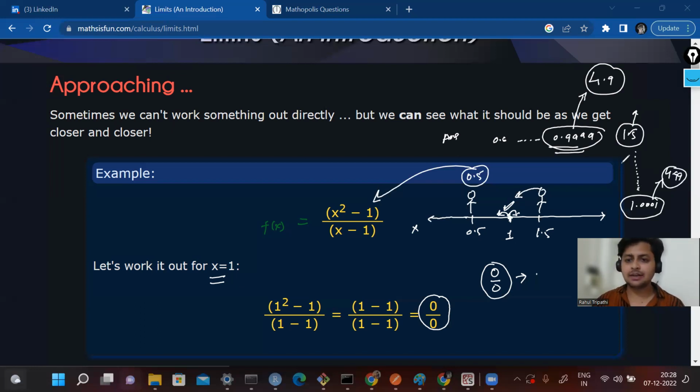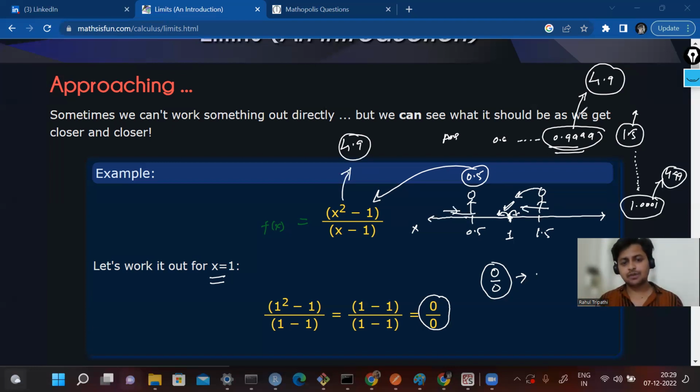So what can we say here? If I'm approaching 1, and by approaching I mean it can be from the left-hand side or from the right-hand side, this function will give an answer close to 4.999. This is the idea behind the limit. We're testing it from both sides, checking the behavior of the function.